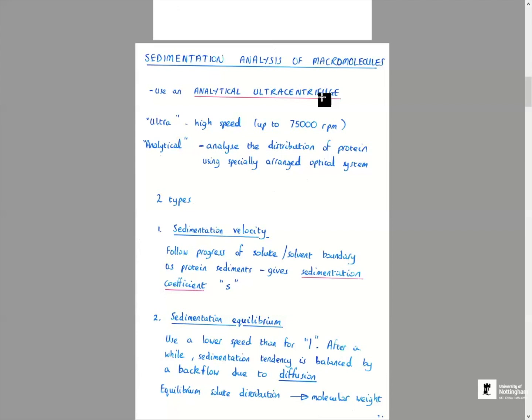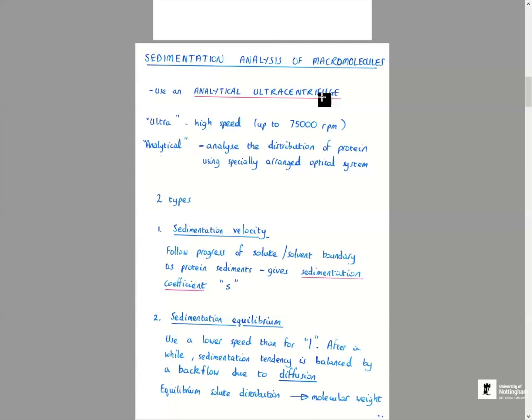Because bigger particles tend to sediment faster under these G-forces. And conversely, the more asymmetric a particle is, the more friction it experiences as it sediments, and therefore the slower it will sediment.